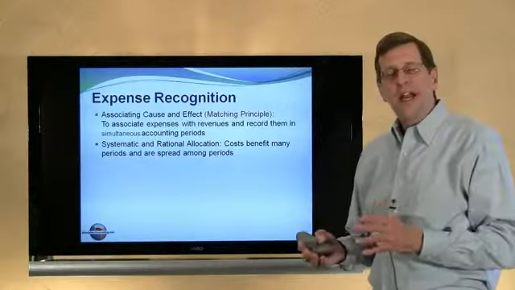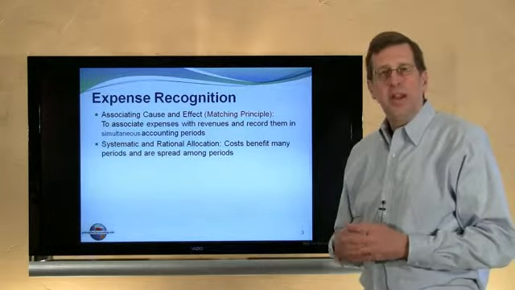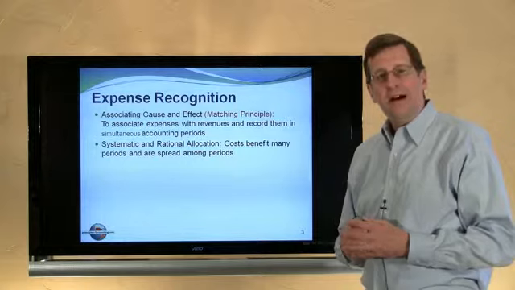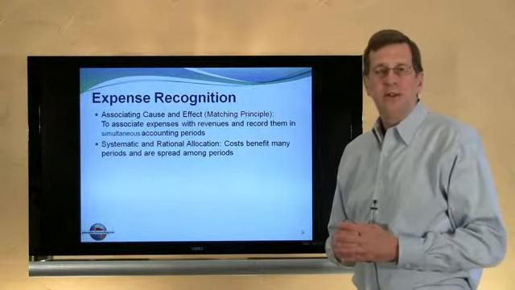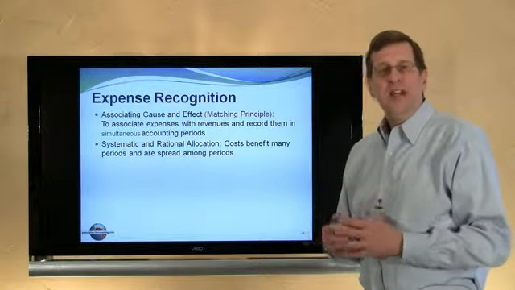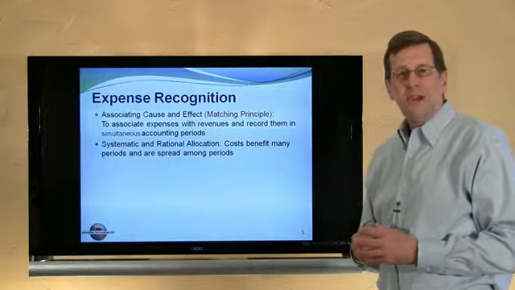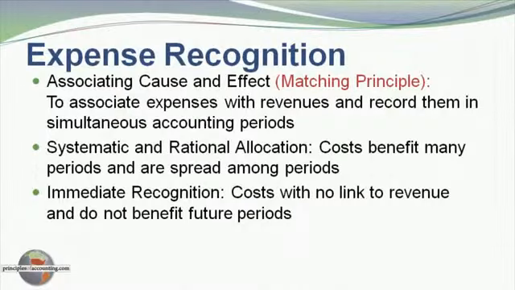And so rather than trying to associate a particular increment of cost with the revenue being generated, we instead simply allocate the cost over all of the periods deemed to be benefited by some systematic and rational process. Depreciation that we'll be seeing here shortly is a very good example of an expense type that's recognized by systematic and rational allocation.